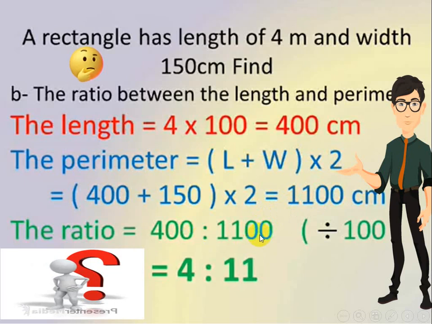400 to 1100, they are divisible by 100 because the units and the tens digits are 0. Divided by 100. So 400 divided by 100 equals 4. 1100 divided by 100 equals 11. 4 and 11 are in the simplest form, so the ratio will be 4 to 11.